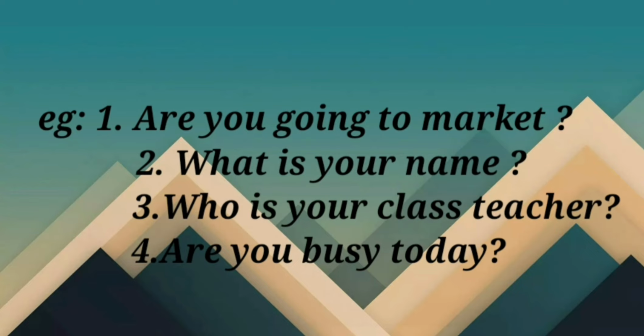Second sentence, what is your name? In the answer of this question, you can't say yes or no. You will tell your name and it starts from the question word what. This is a WH type question. Who is your class teacher? This is also a WH type question. Are you busy today? This is a yes-no type question because we can give the answer of this question in yes or no.